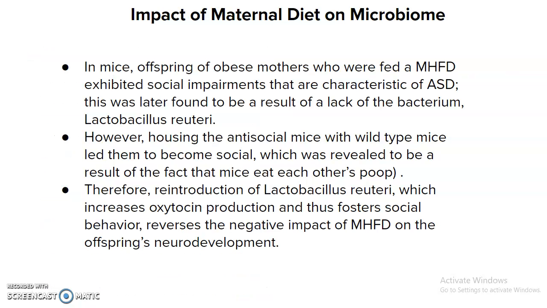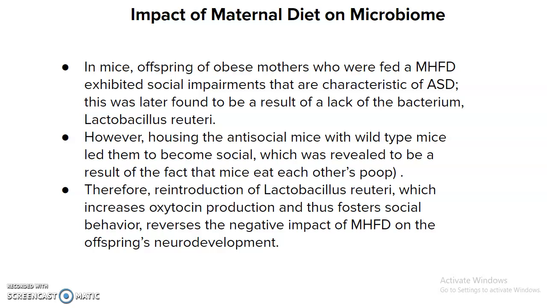And in studies of mice, it's been shown that offspring of obese mothers who were fed this high-fat diet had social impairments that were similar to those of ASD, and it was found to be the result of a lack of the bacterium Lactobacillus reuteri. And the scientists were able to amend this by housing the antisocial mice, or the ASD mice, with wild type mice, and this was because they actually eat each other's poop, so they got the fecal microbiota transplant that way.